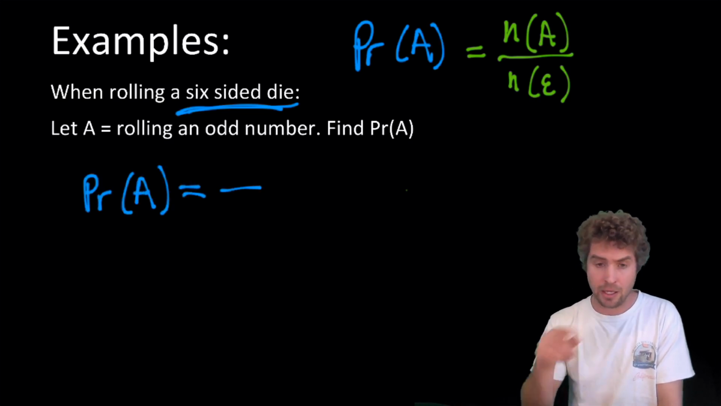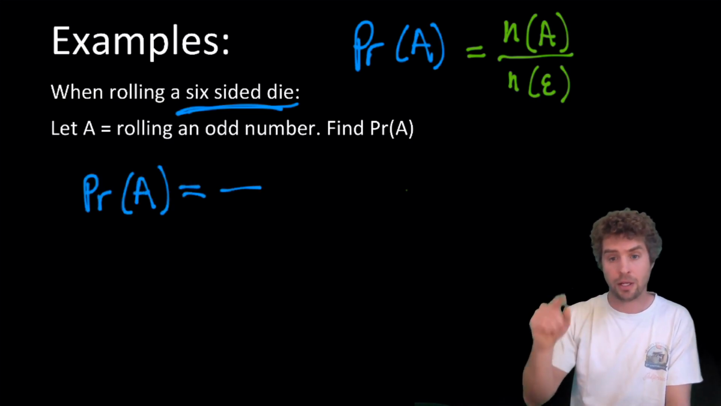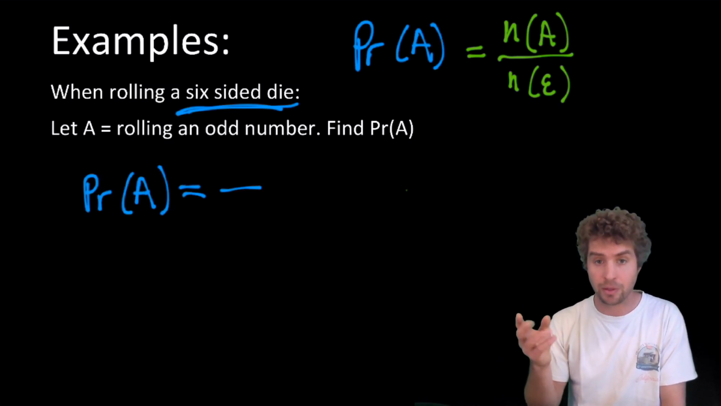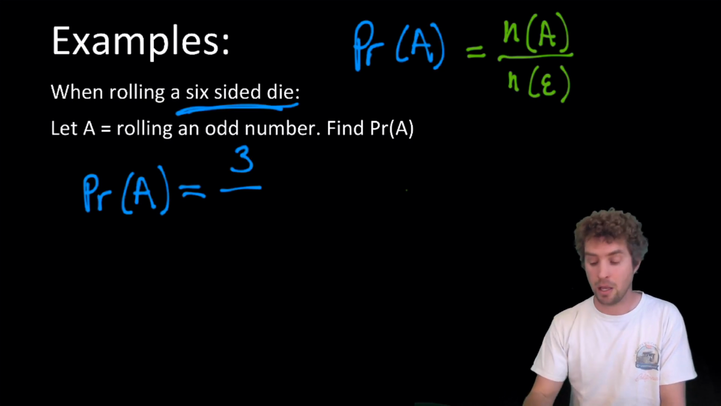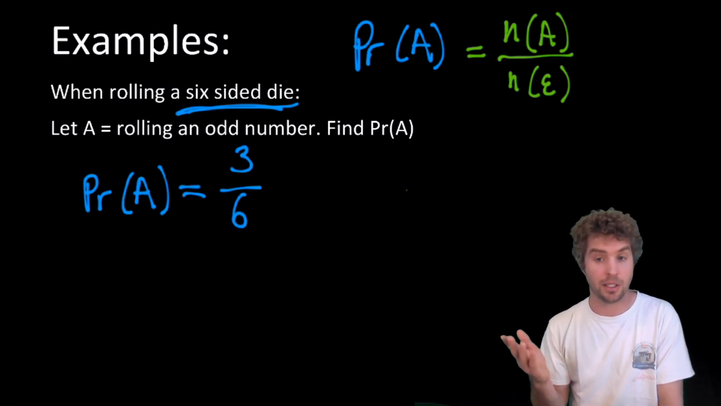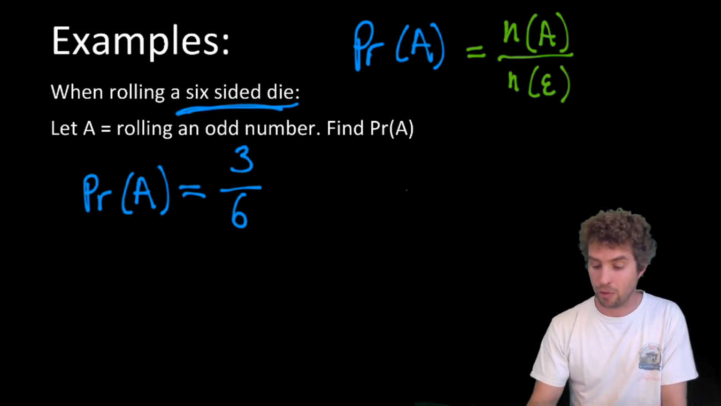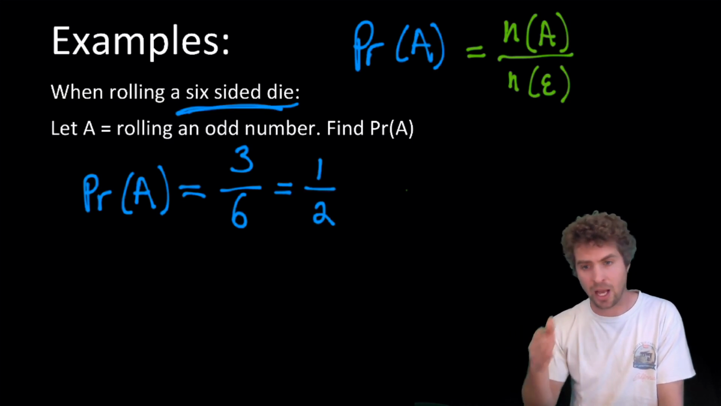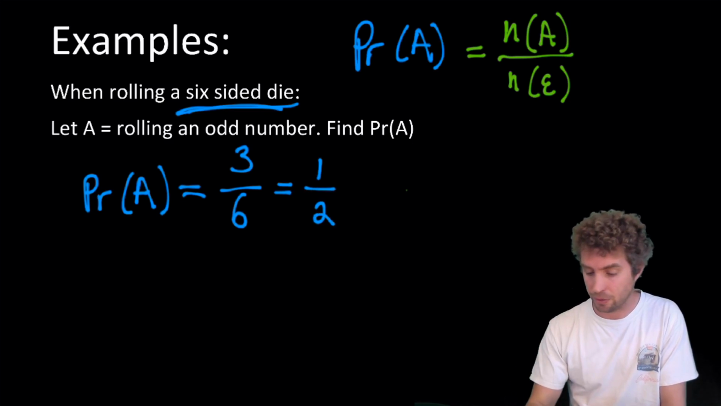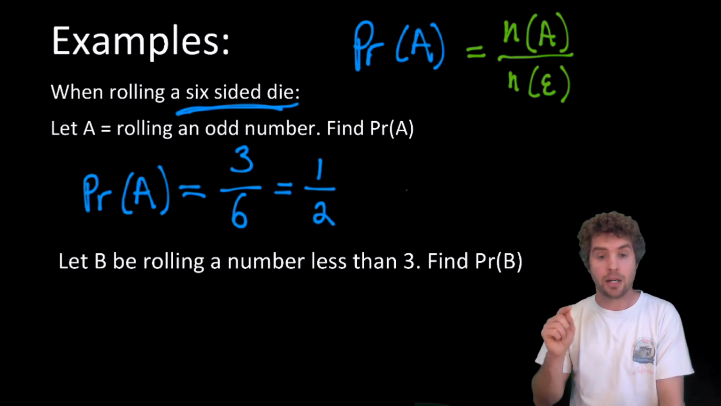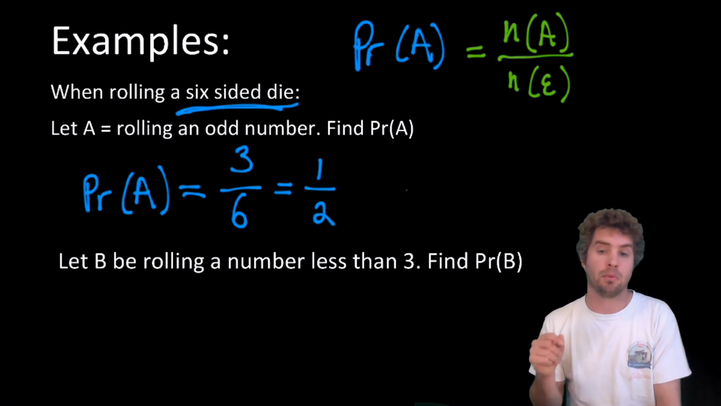So probability of A is going to be a fraction. With rolling an odd number, that would be 1, 3, or 5. There are 3 outcomes in A. And in the sample space, there are 6. So 3 over 6, we can simplify that to 1/2. And if you want to put 50% or whatever, that's fine. But that's the answer. Another example, let event B be rolling a number less than 3.